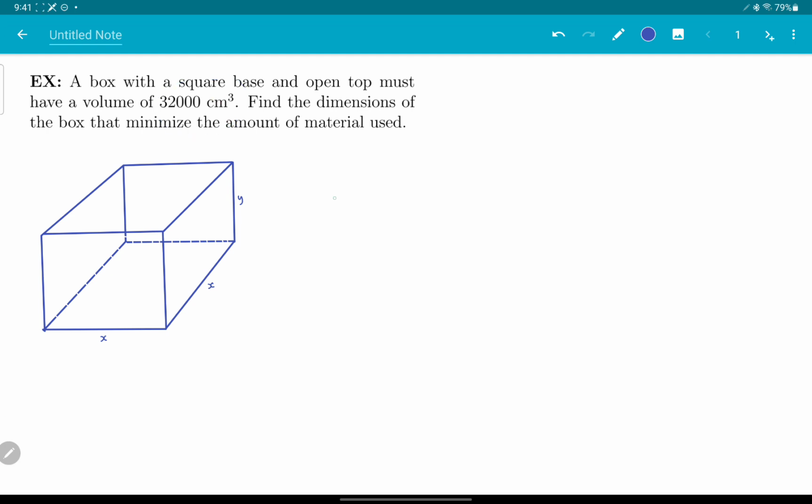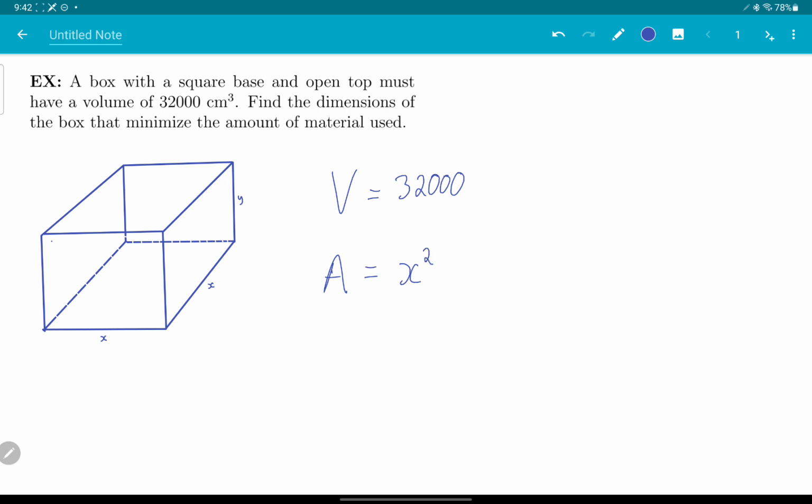Okay. So volume is 32,000. And I want to minimize material used, so that would be area. Now, I don't need a top for this box, so I just have 5 sides. The base here is going to be x times x, so that's x squared on the bottom.